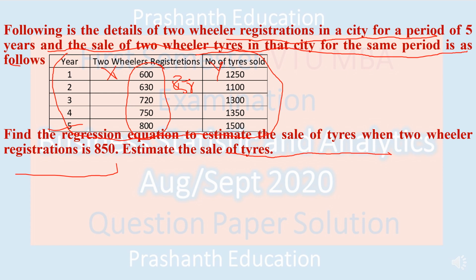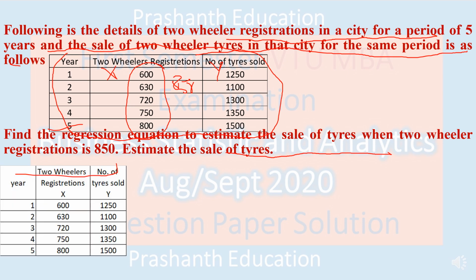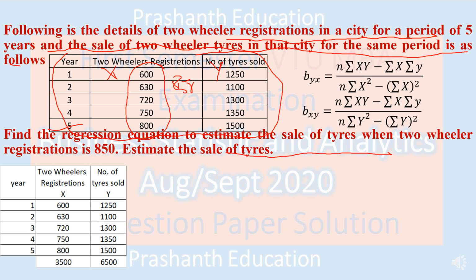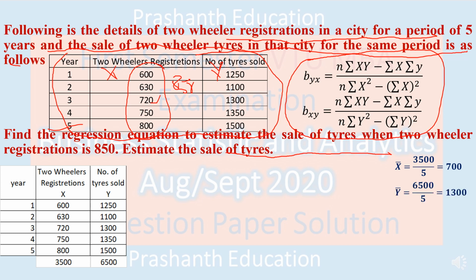I will do both X on Y and Y on X so that it will be easy for us. First, let's look at the data they have given. Now you have a formula for this calculation, the basic formula which is taught. What I will do is calculate the mean first. X bar comes to 700, and Y bar comes to 6500 divided by 5, which is 1300.